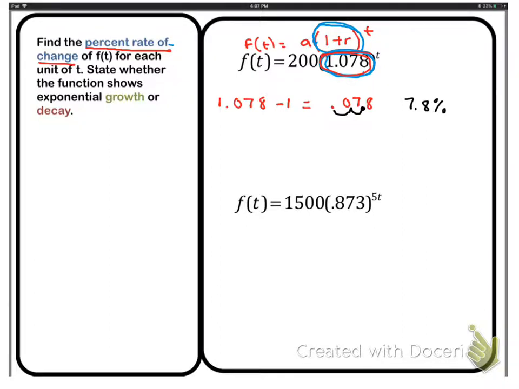Now we got to determine whether this is a growth or a decay. So it's a growth when we have a positive rate, and it's a decay when we have a negative rate. So if we look at our rate, this was our rate here. It's 0.078. It's a positive 0.078, so we have a growth. So 7.8% growth, right, because the rate is positive.